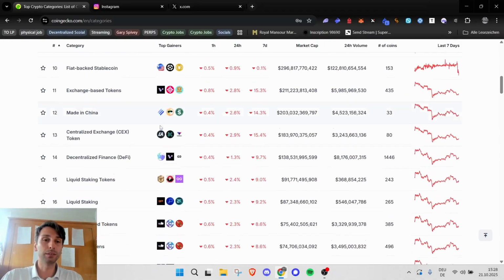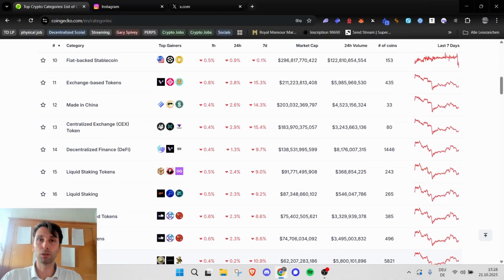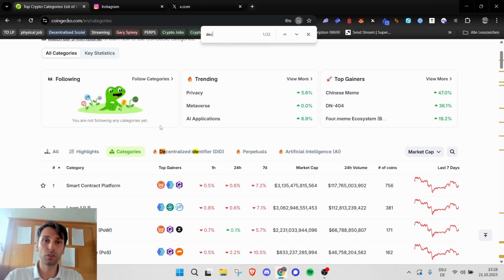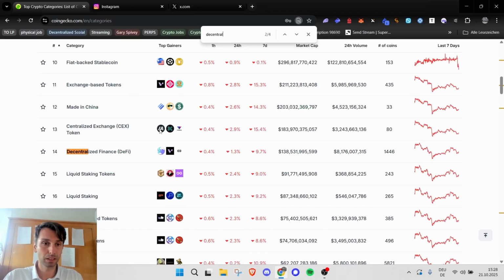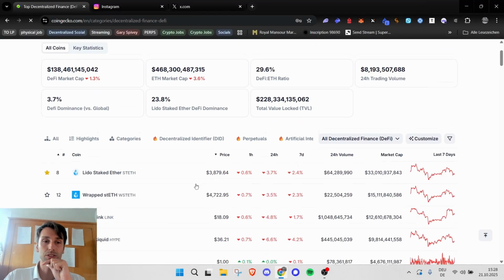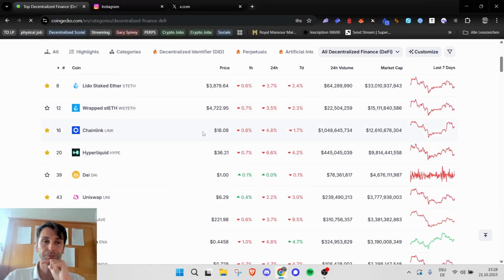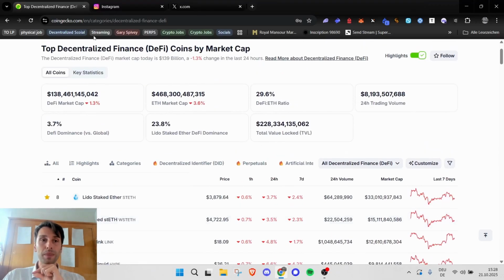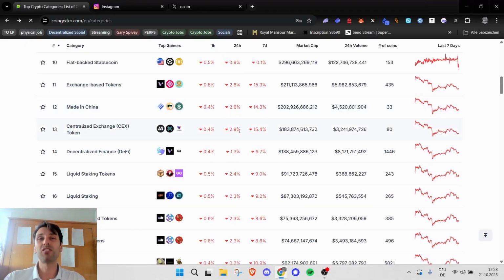Or decentralized finance, right? You can look for decentralized finance and then get a quick look and quick overview of the market leaders and the market sector in general, right? So it will help us to do quick, superficial research that will then help us to go and dive deeper into certain projects that we think are interesting.